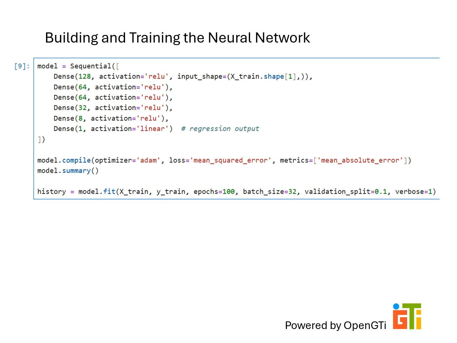After calling model.summary to review the network structure, we train it for 100 epochs using batches of size 32, while setting aside 10% of our training data for validation.